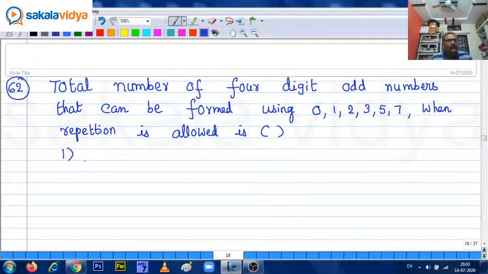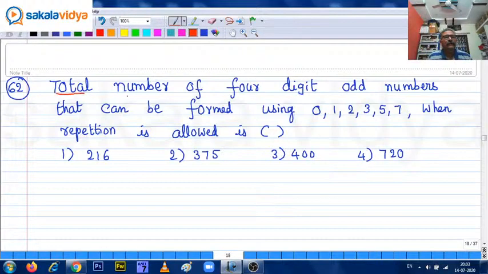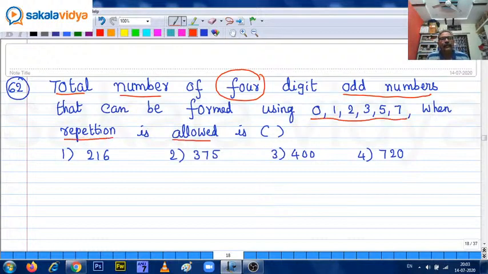The first option 216, second option 375, third option 400, fourth option 720. Here, the total number of 4-digit odd numbers, this is a keyword, odd numbers, that can be formed using 0, 1, 2, 3, 5, 7 when repetition is allowed. Then we need to find out.